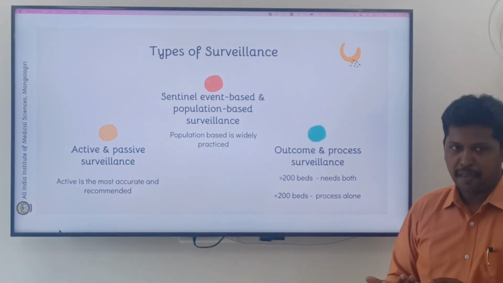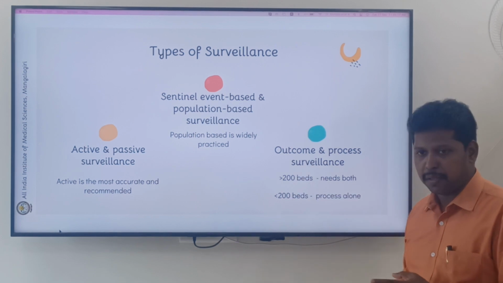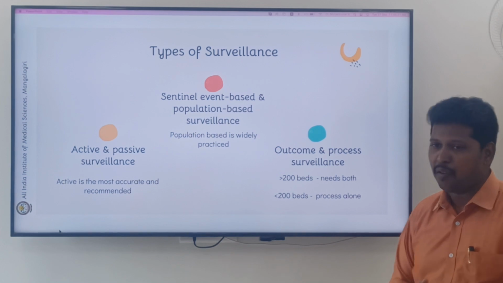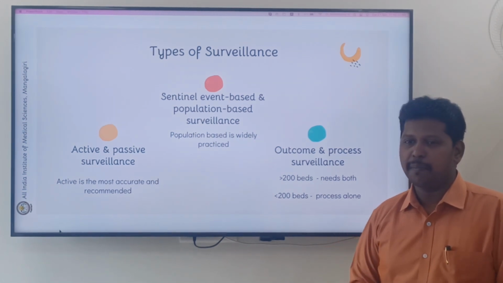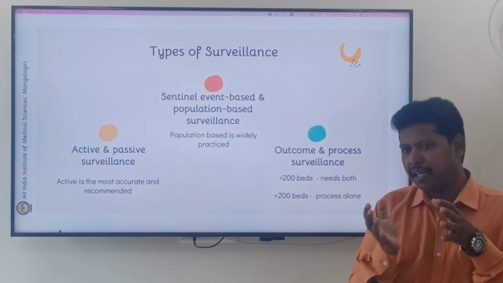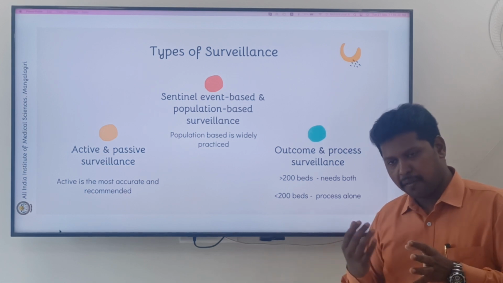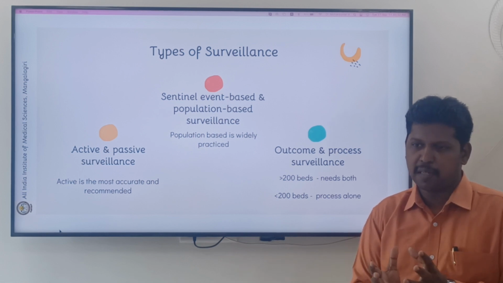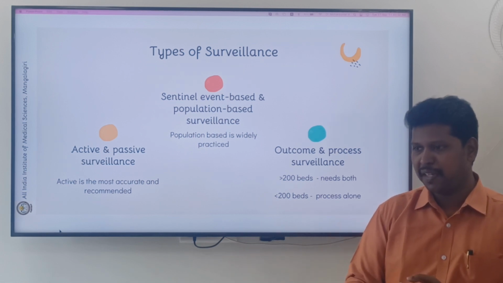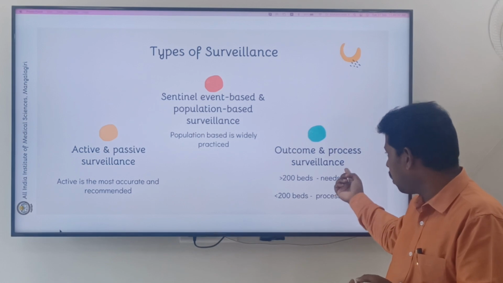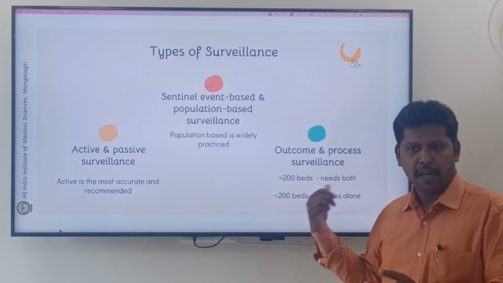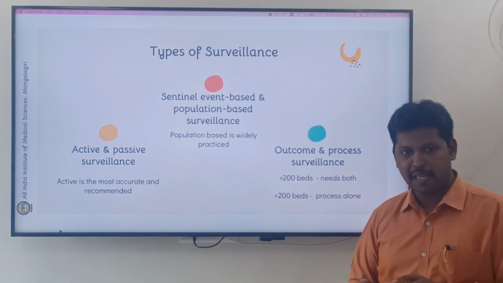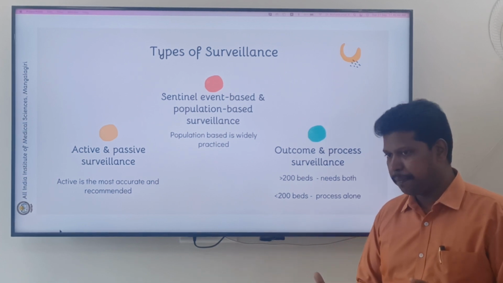Where do we do what? If our institution is big, with more than 200 beds, then it is needed to have both process as well as outcome-based surveillance. Just by looking at the outcome, we may not have proper knowledge about the implementation of infection prevention activities. So to know whether implementation is proper, we have to have process surveillance also. So we need both if the institution is big.